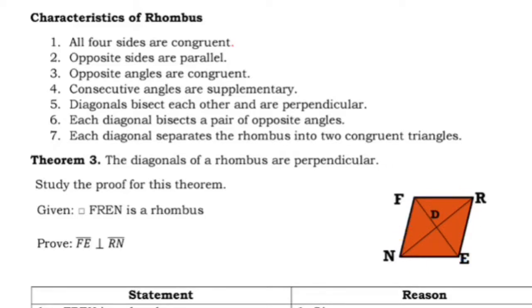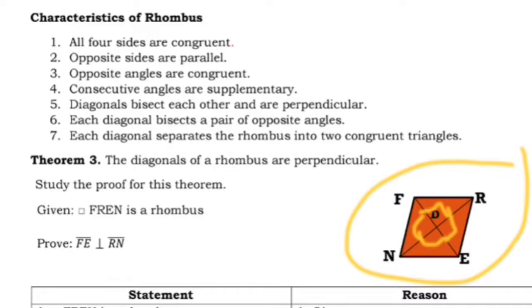So let's have theorem number 3. The diagonals of a rhombus are perpendicular. So if we're going to have this rhombus here, now the two diagonals here form a right angle. This one, 90, 90, and 90. Okay? So that's the first theorem on rhombus.